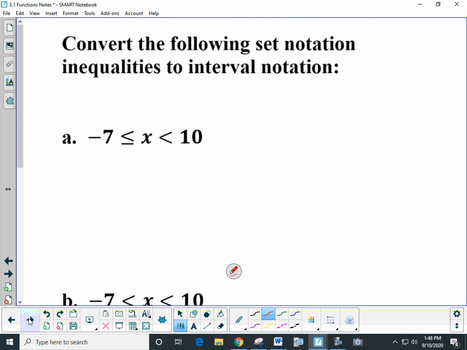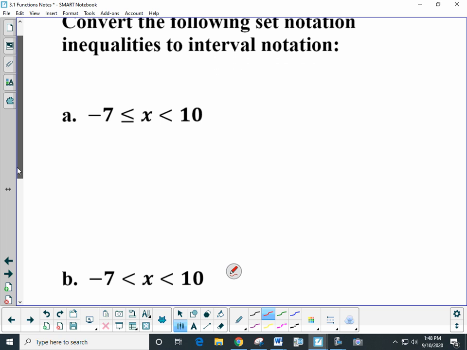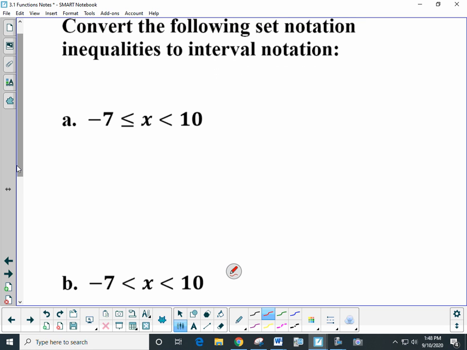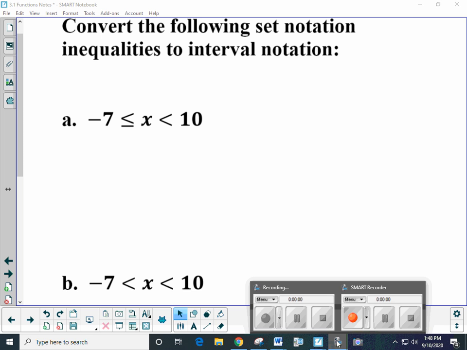Okay, so here's what I want you to do. I want you to pause the video, and I would like for you to try these two examples. And then when you come back, you should be able to check your work.